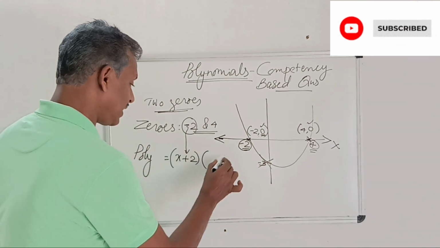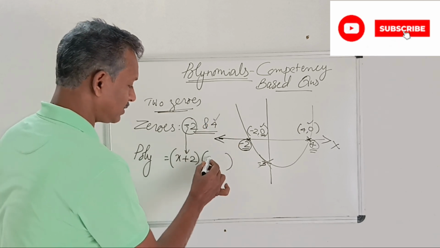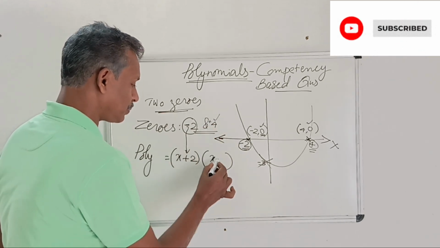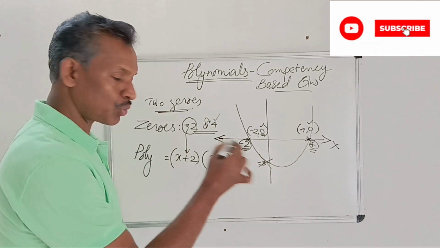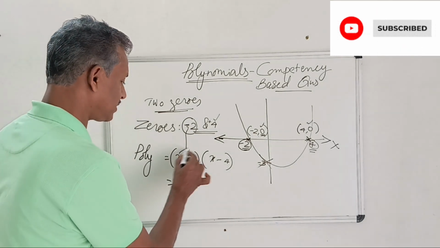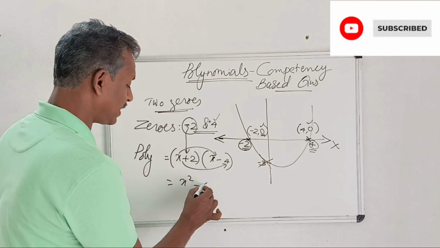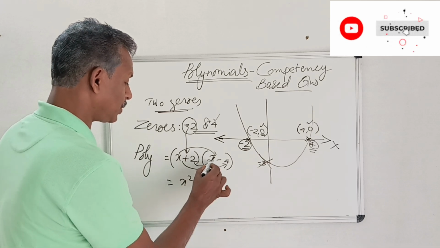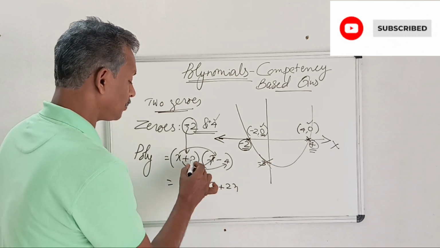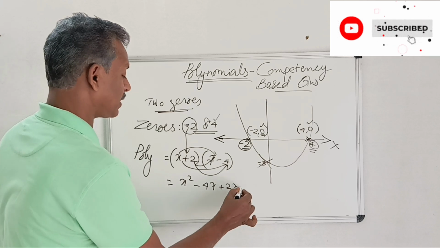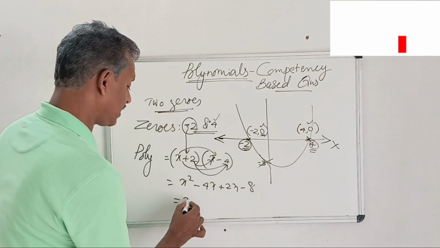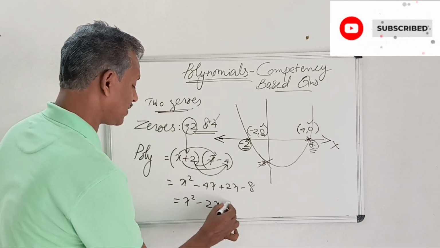And what is the next factor from 4? It is x minus 4. Here the zero is plus, so you have to put -4. Then you have to open this bracket and you will get x into x, it is x square, and x into -4, it is -4x, and plus 2 into x, plus 2x, plus 2 into -4, it is -8. So you get x square minus 2x minus 8.